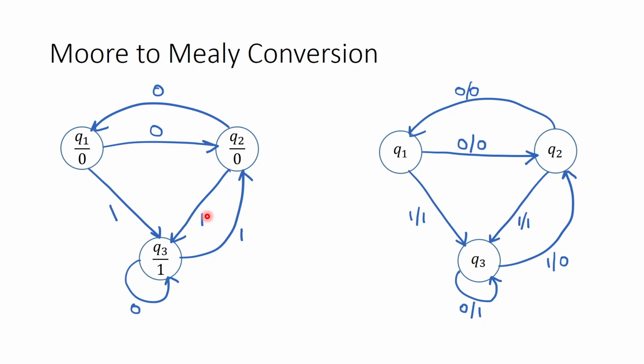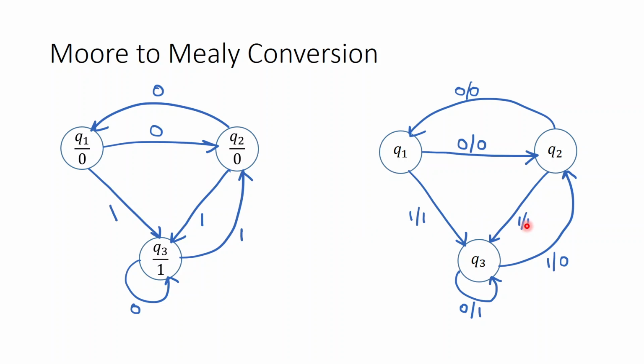Let us take only one example. Here from Q2 you are going to Q3. So in the Moore diagram, when we are at Q2, you have received an input of 1, you have gone to Q3. When you have gone to Q3, then the output becomes 1. In this case, from Q2, you are going to Q3 with input 1, and while going to Q3, you have generated an output of 1.